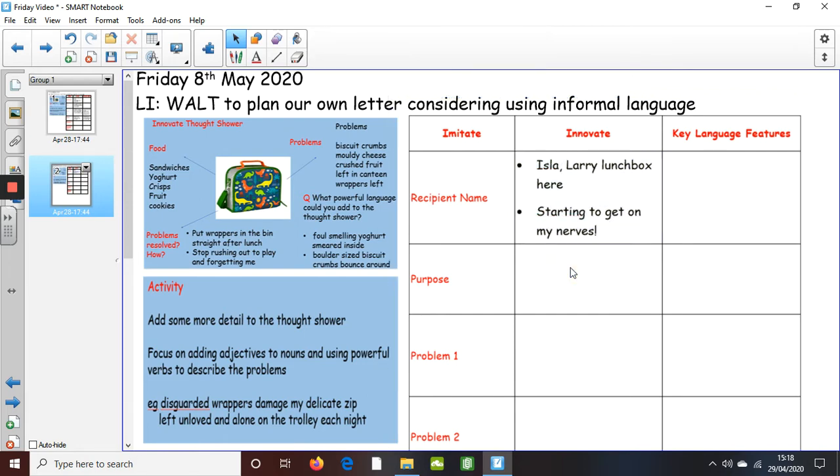So for the purpose, we need to think about what the purpose of the letter is. Obviously, the purpose of the letter in the grey crayon letter was to complain to Duncan that the crayon was being overused. So we can use the same idea and we'll innovate it, and we'll change it to something like I'm not happy about the way that you treat me. So maybe someone isn't looking after their lunchbox properly.